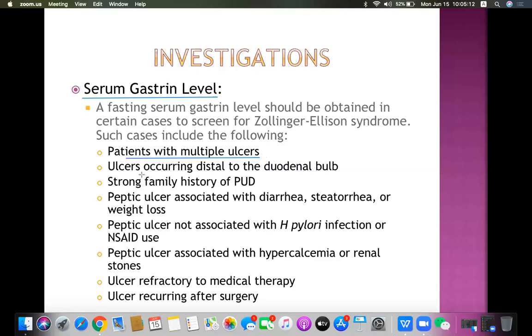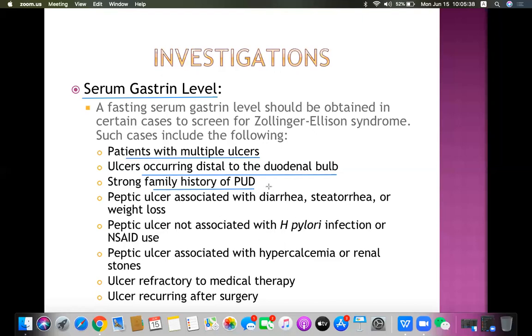Second point, ulcers occurring distal to the duodenal bulb, means in the second part of the duodenum, third part, fourth part, or even in the jejunum, then this is a very strong evidence of Zollinger-Ellison syndrome. Third, strong family history of peptic ulcer disease. It may run as an autosomal dominant disorder. Okay, that is the one.